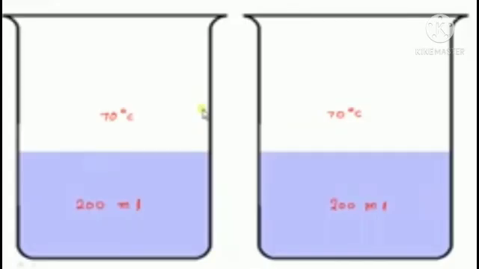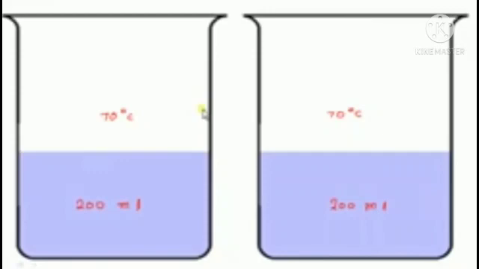Situation 1. In this situation, we take two beakers of the same size and pour 200 ml of water in each of the beakers. Now, heat the water in both the beakers till they attain the same temperature. Now take a large beaker and pour the water from these two beakers into it. But dear students, can you guess the temperature of the mixture in the large beaker?